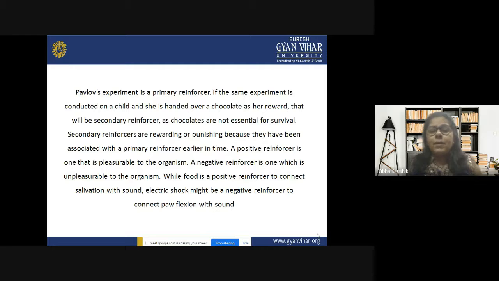If the same experiment is conducted on a child and she is handed a chocolate as a reward, that reward will work as a secondary reinforcer for the child, and chocolates are not essential for survival.